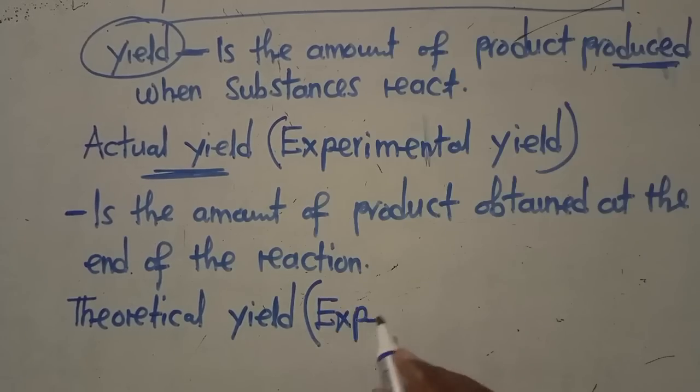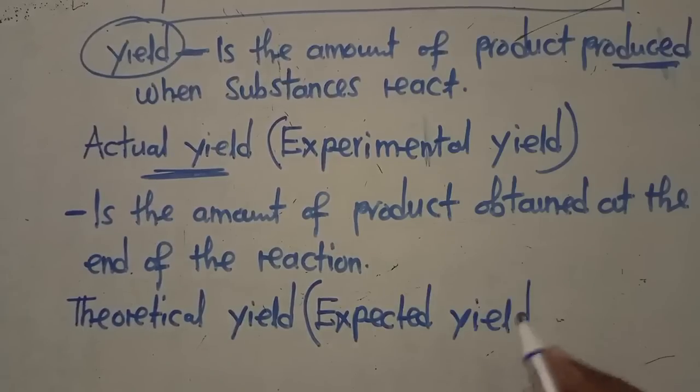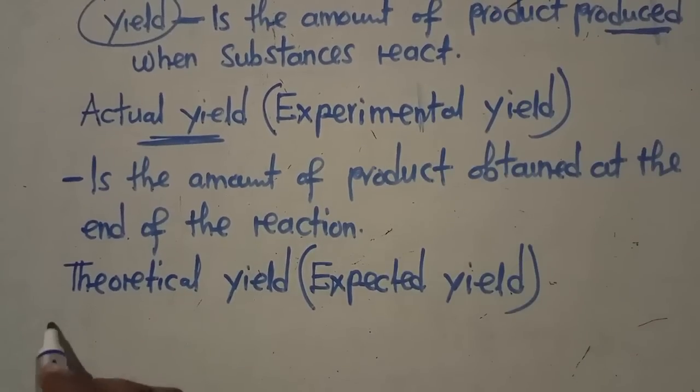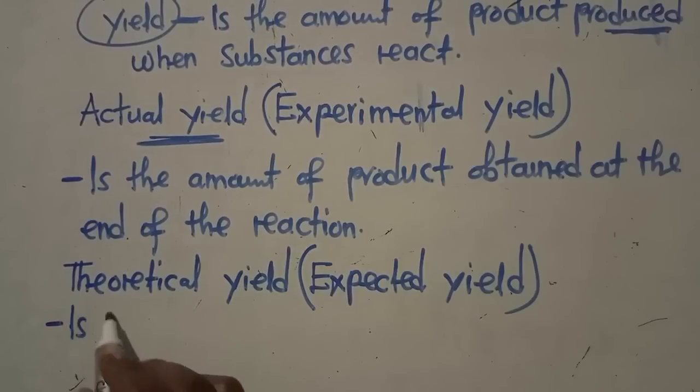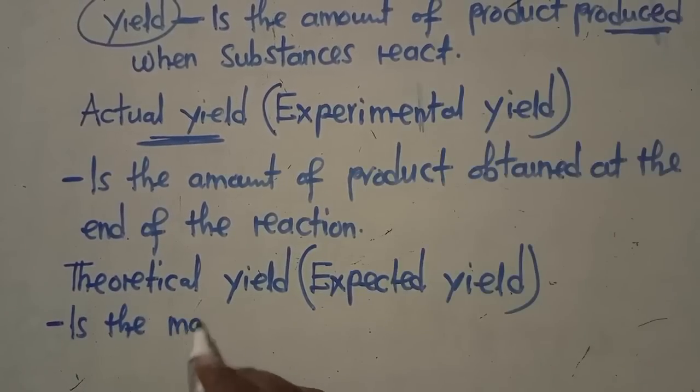So we can also call it what? We can call it expected yield. We can also call it the expected, the one that we get to expect. This is the expected yield. So what I'm telling you is that this is the maximum amount. So this one, we are saying that this is the maximum.